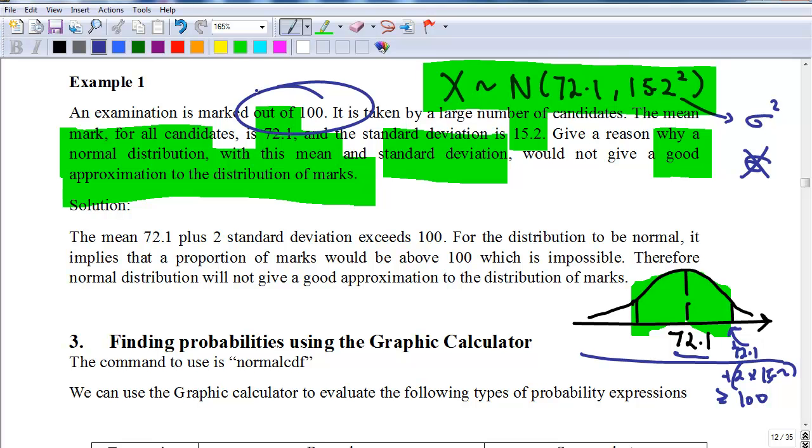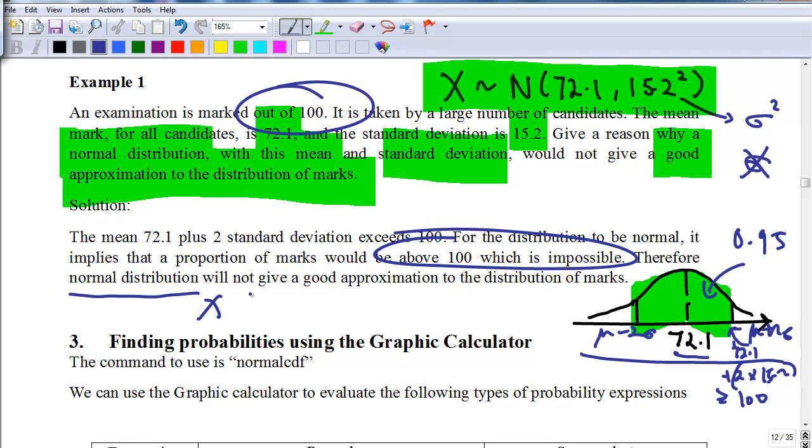And why is this no good? Remember what we said earlier about this area. If I look at the boundary of mu minus 2 sigma and mu plus 2 sigma, the area under the curve is actually 0.95. That means that 95% of the marks is bounded between mu minus 2 sigma and mu plus 2 sigma, and going above 100 is impossible. So that's why the normal distribution X will not give a good approximation to the distribution of marks.